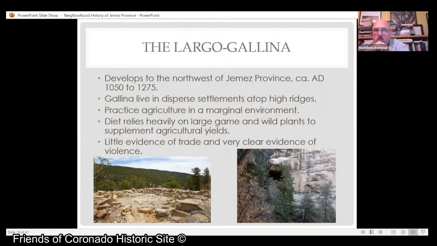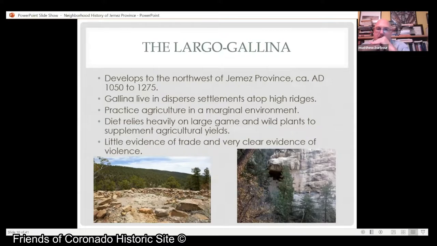But in the northwest corner, the western portion of the Jemez Mountains during this later developmental period, another culture group really flourished, and that's the Largo-Gallina culture. The pictures you see there, the one on the left is Rattlesnake Ridge, and the one on the right is Nogales Cliff House. You can visit both those sites. Those are on federal land today. Largo-Gallina culture went strong from about 1050 to 1275. So really that last part of the developmental period into the Coalition.